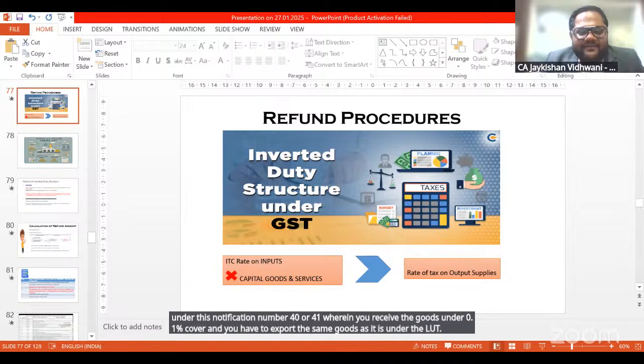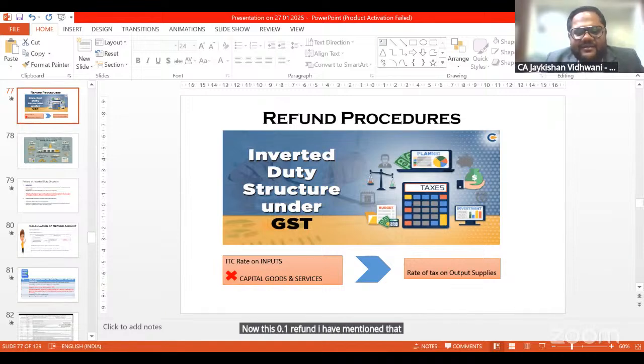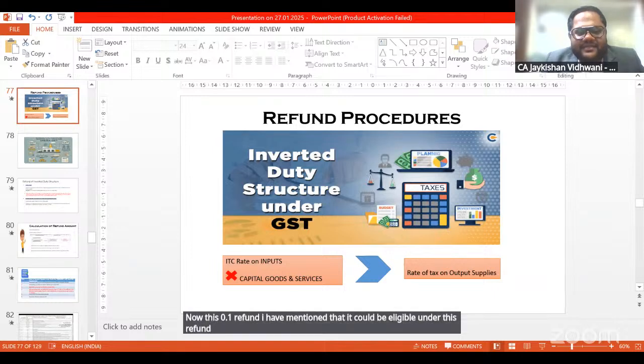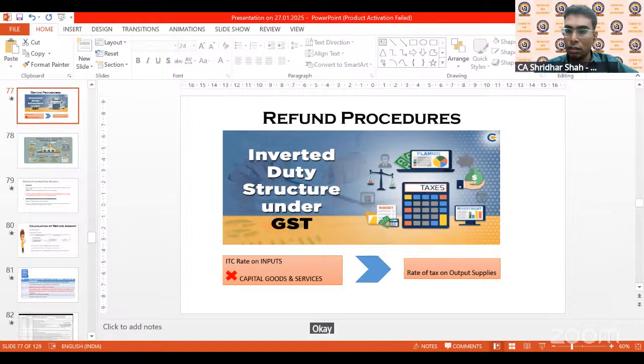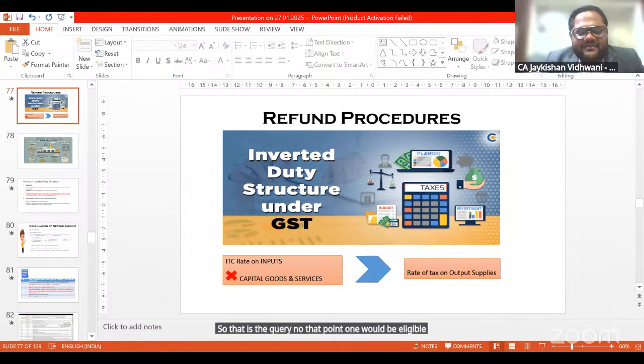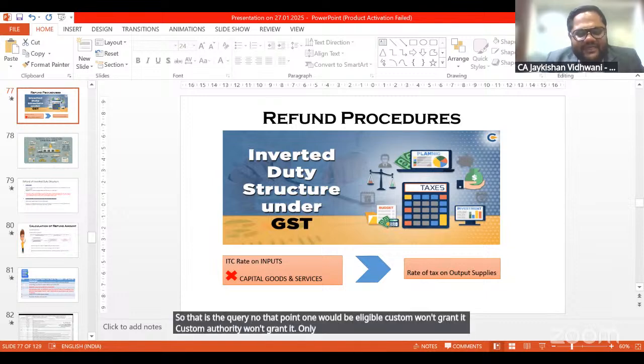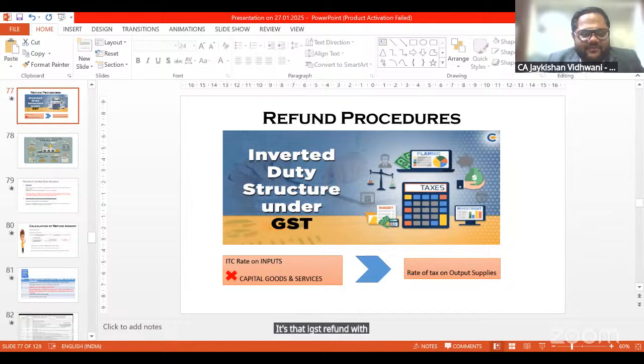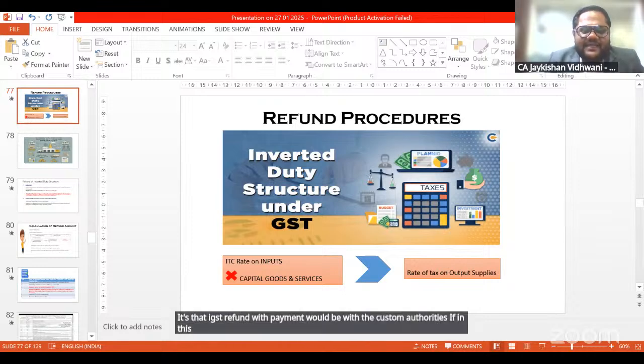Now, this 0.1% refund, I have mentioned, would be eligible under the refund of any other category. So that is the query, no? That 0.1% would be eligible. Customs won't grant it. Only the GST authorities can grant it. Customs only has the power to adjudicate refund matters pertaining to the IGST part. The IGST refund with payment would be with the customs authorities. In this case you would be filing with the jurisdictional officer, and it would be eligible under that category. Customs won't be involved.